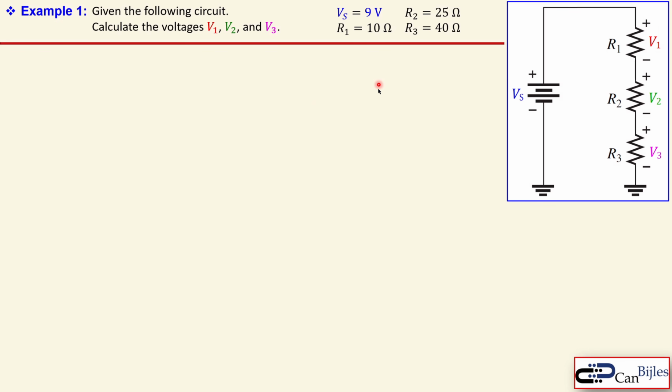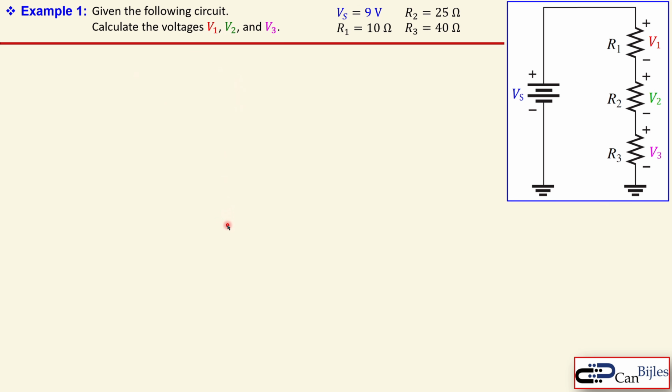So our first example, number one, is the following. We have the following circuit given. You see here the DC source VSS and three resistors R1, R2 and R3. The values are shown here. We would like to calculate the voltages V1, V2 and V3 as shown here. Now, how can we do this for this example?